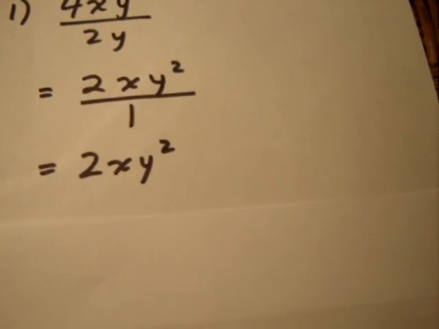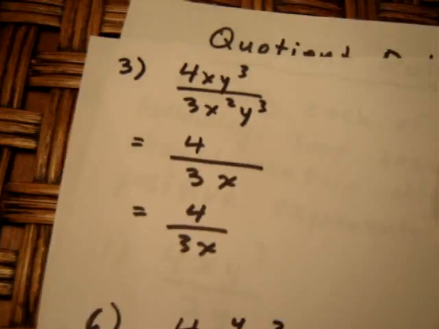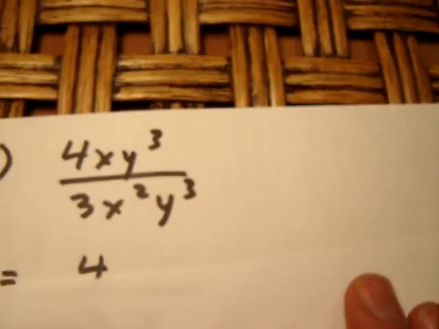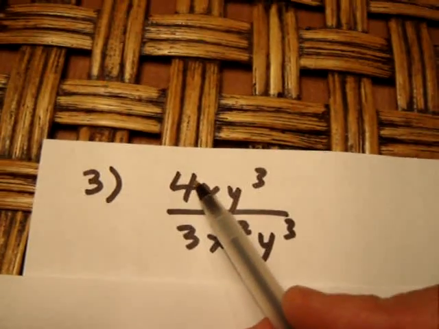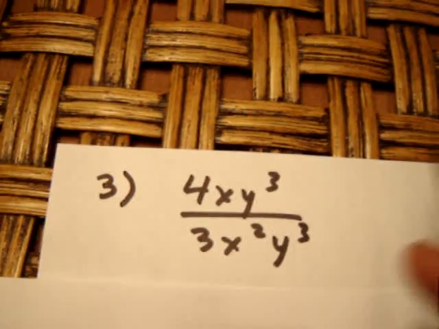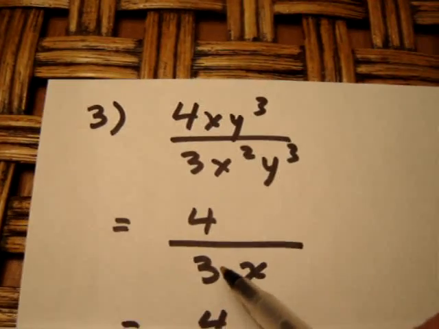Okay, well let's look at our next question. Now oddly enough, it's numbered 3, but that's because it's in reference to another handout that isn't here in front of us right now. But we'll begin by dividing our coefficients. 4 divided by 3 doesn't simplify at all, so we just leave it there, 4 divided by 3.